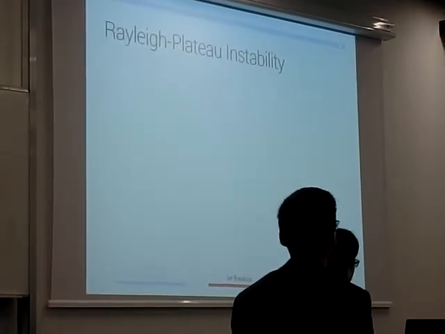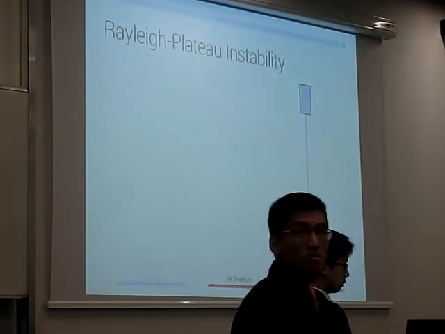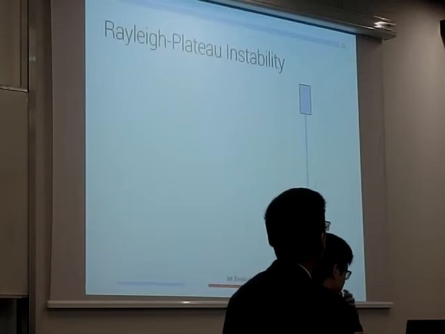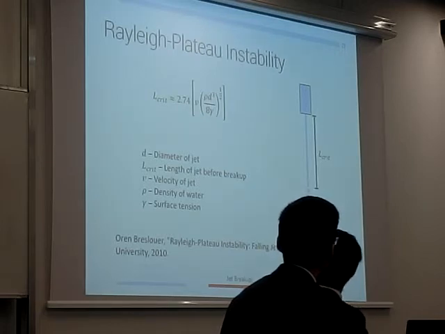Okay, so on to the Rayleigh-Plateau instability. If we look at our jet, we can see that after a certain length, our jet will usually break up into droplets. This length can be approximated using this expression right here, which takes in these parameters, and you can calculate the length of the jet breakup.